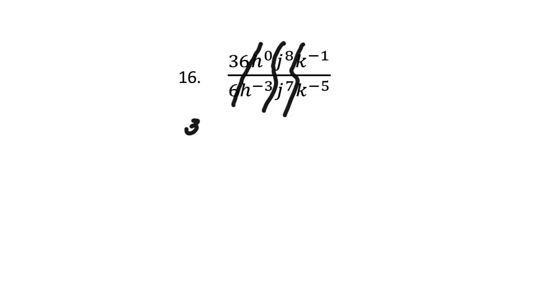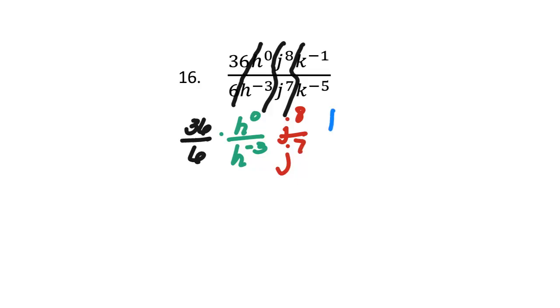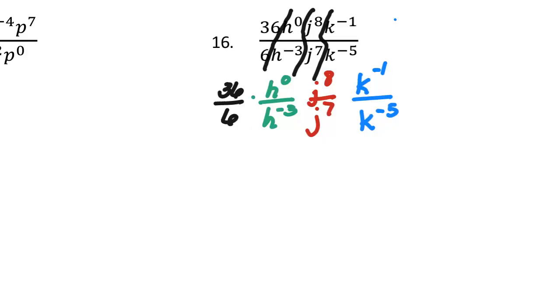So I've got 36 divided by 6. I'm going to just keep h to the 0 divided by h to the negative 3, j to the 8th divided by j to the 7th, and k to the negative 1st divided by k to the negative 5th. Do you see how I have these lined up? So 36 divided by 6, what is that answer?